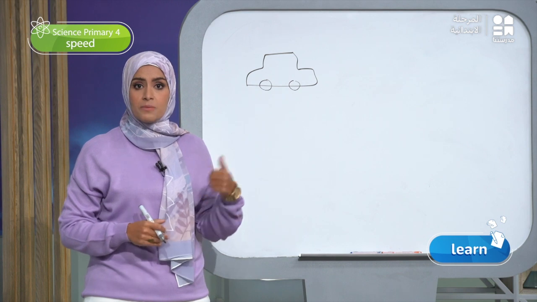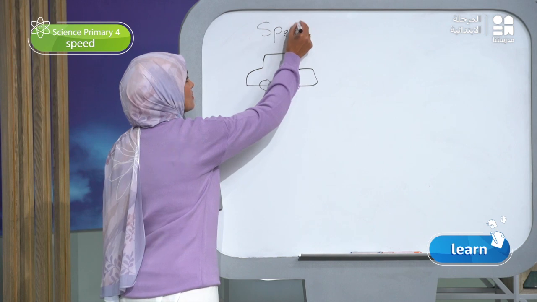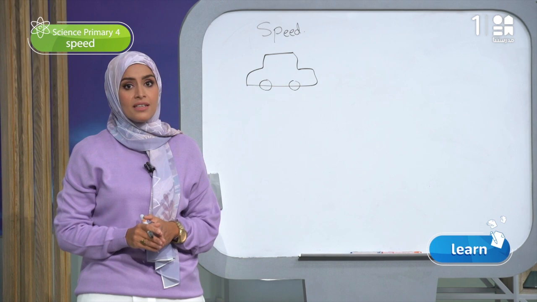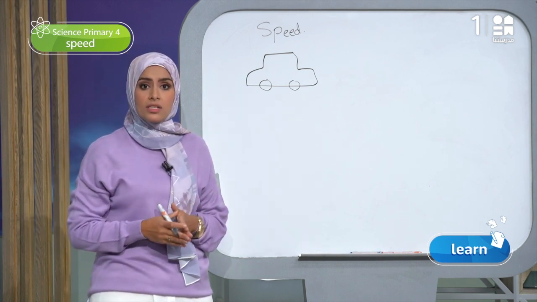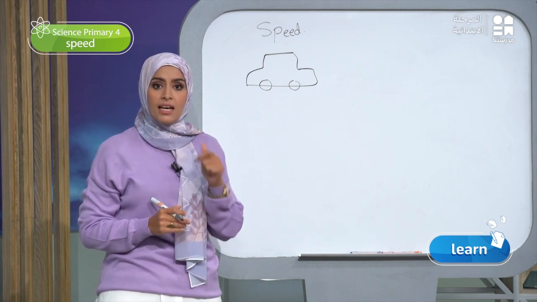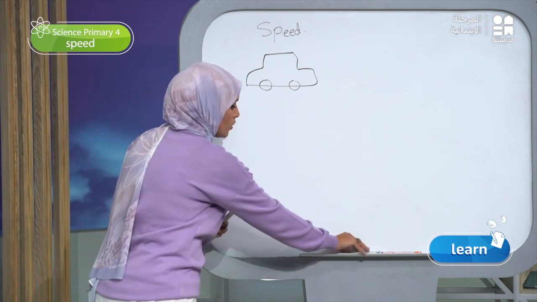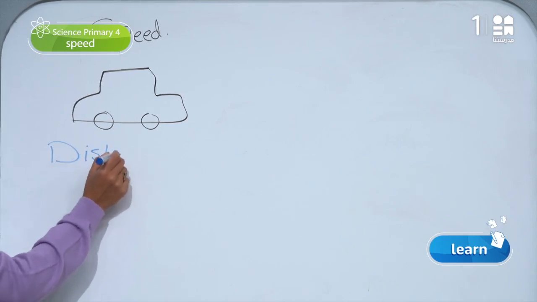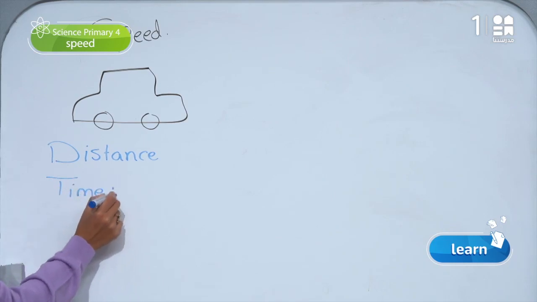If I want to talk about the speed of this object, we will now talk about speed. We will refer to the speed of the object's movement, meaning the speed of this car during motion. And to reach it, I must know the distance it traveled and the time it takes to travel there. To calculate the speed, I must know two things. What are they? The distance it traveled, and the time it takes to travel this distance.